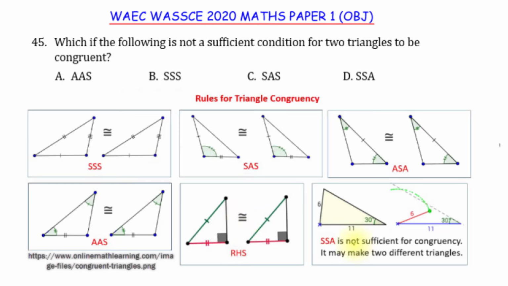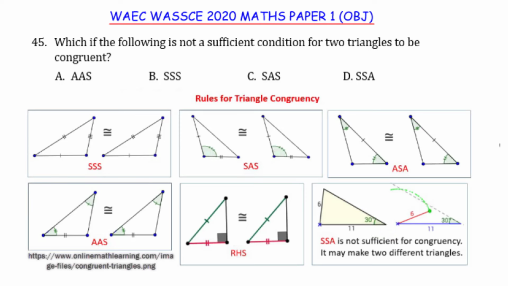However, if we have 2 sides, but the angle is not the included angle, like here, look at it, we have 6 and we have 11. Also here, we have 6, we have 11. But look at this angle here. This included angle here is not the same as this included angle here. So with the sides and an external angle, the condition for congruency is not being met.